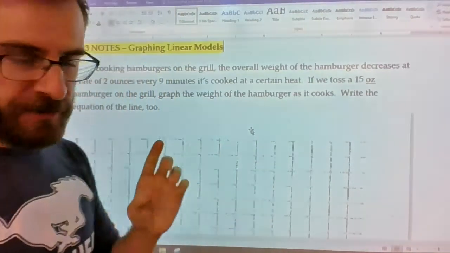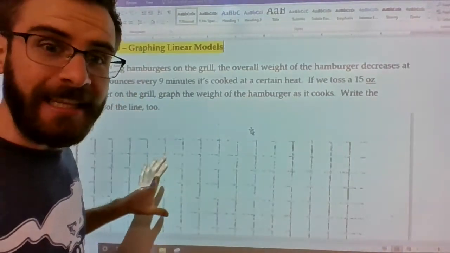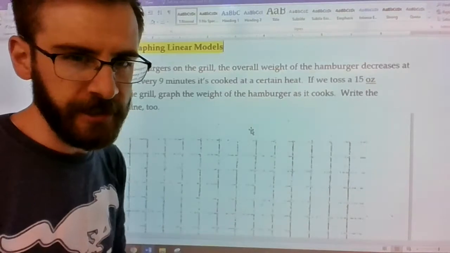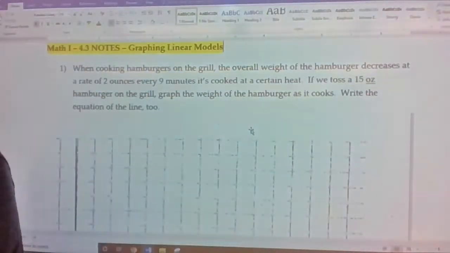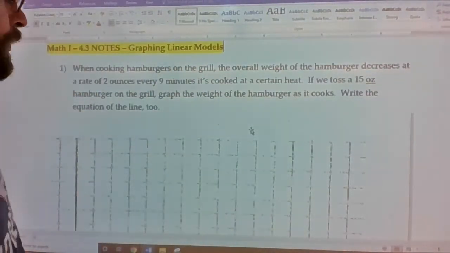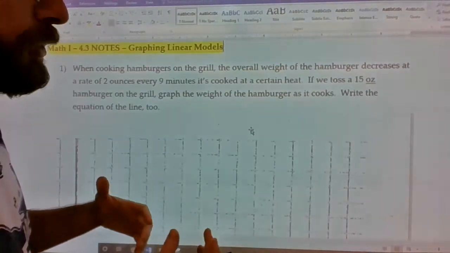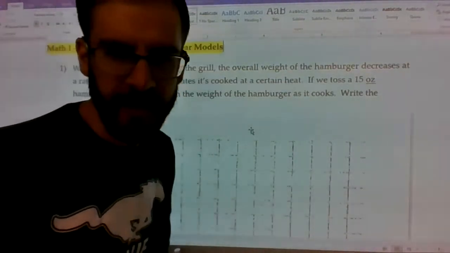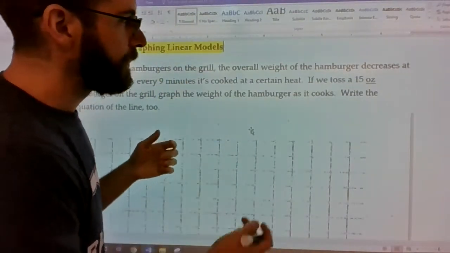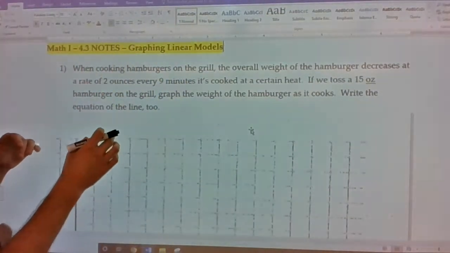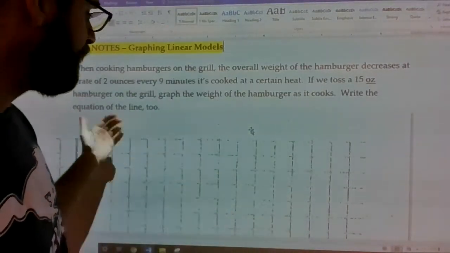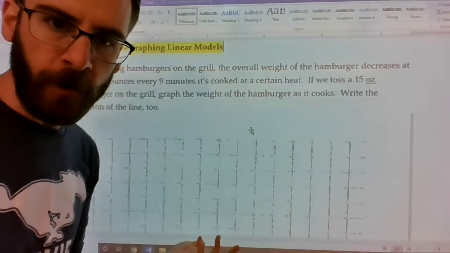The difficult part is going to be, how do I manage limited space and graph it properly that way? That's what I'm here to teach you today. All right, so we're cooking hamburgers on the grill. The overall weight of a hamburger decreases 2 ounces every 9 minutes if it's cooked at a certain temperature. Now, if we toss a 15-ounce burger on the grill, I'm asking you guys to graph the weight of the burger as it cooks, and then we're going to write an equation of that line, okay?